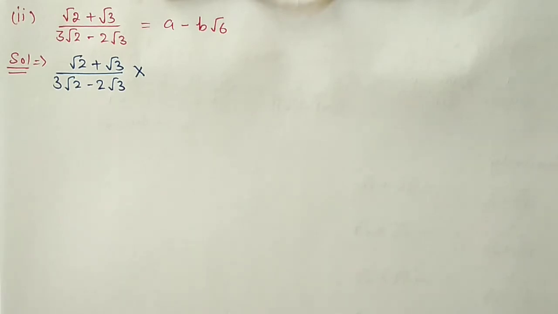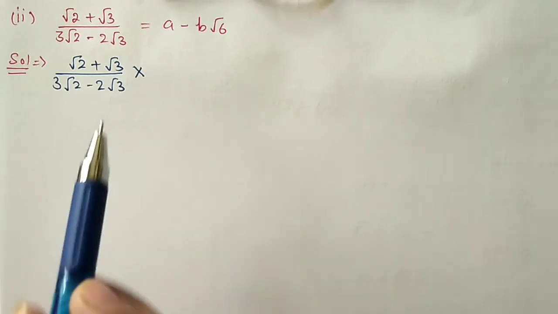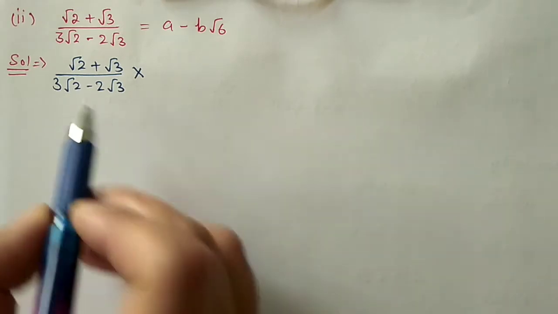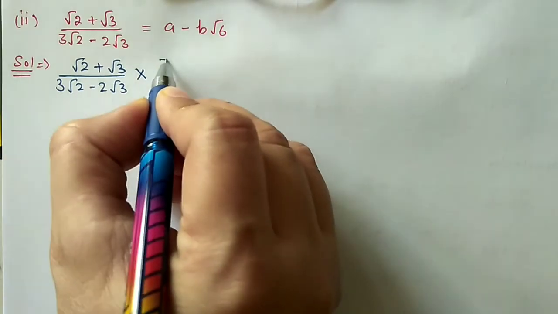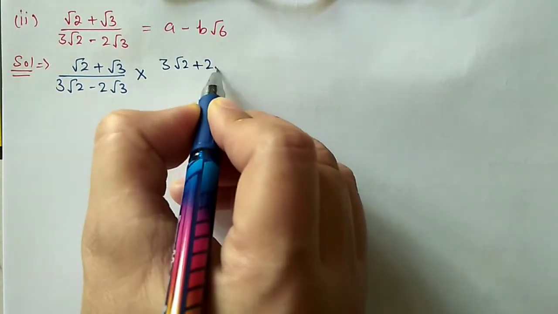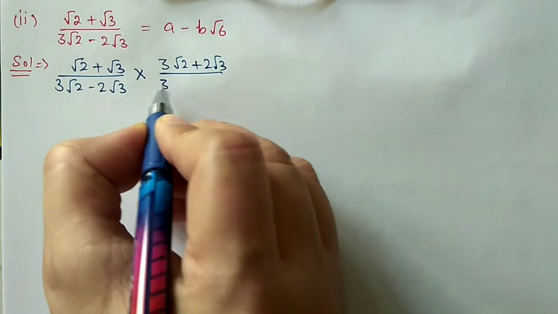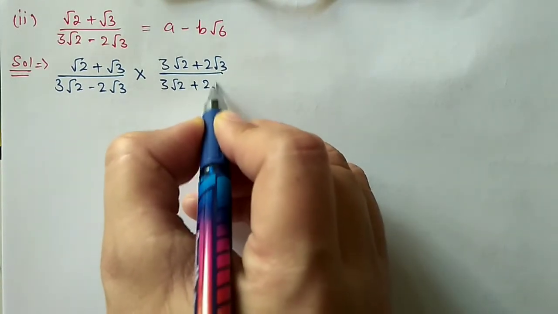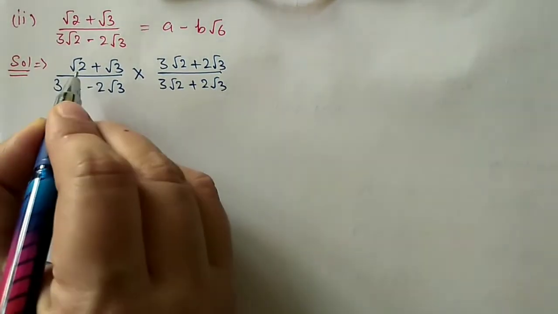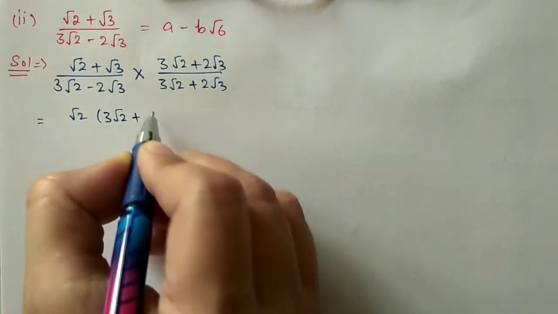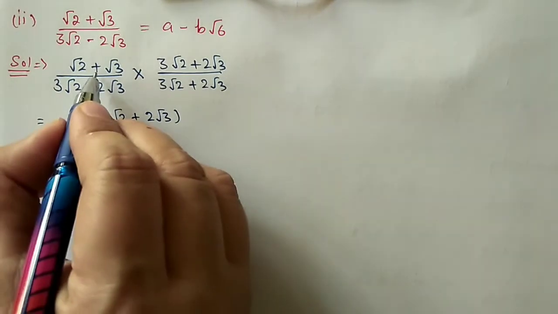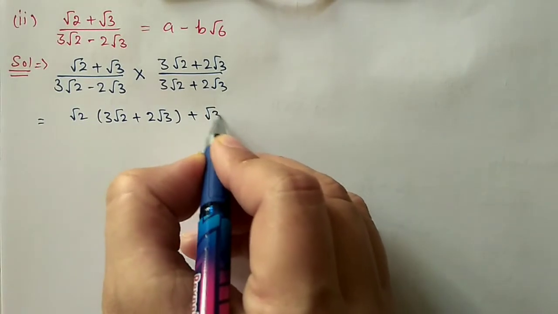Second part, root 2 plus root 3 divided by 3 root 2 minus 2 root 3 equal to a minus b root 6. So first we will take the left side and rationalize the denominator. The denominator we have is 3 root 2 minus 2 root 3. So we will multiply with 3 root 2 plus 2 root 3 up and down. Now in the numerator, first with this root 2 we will multiply this second one, 3 root 2 plus 2 root 3, and then with this plus root 3 we will multiply this whole term.